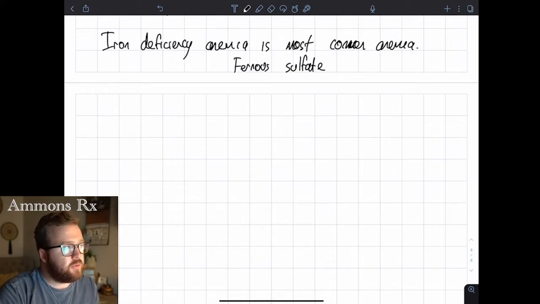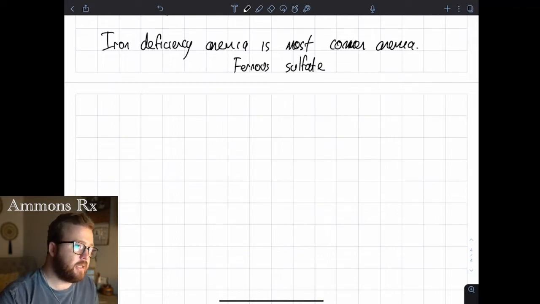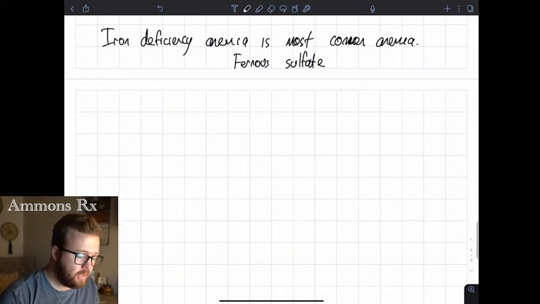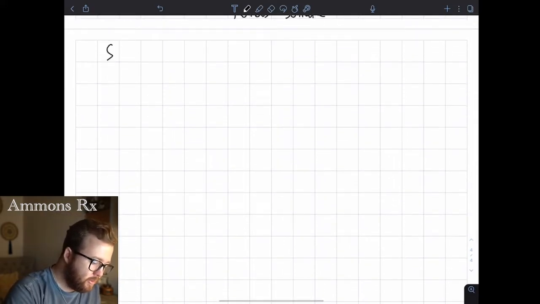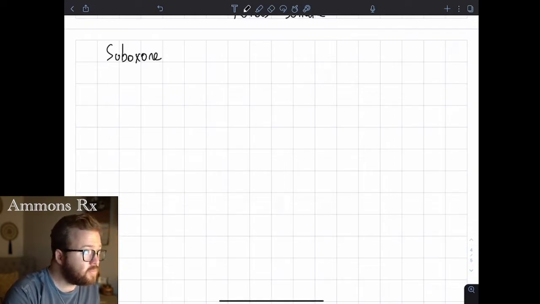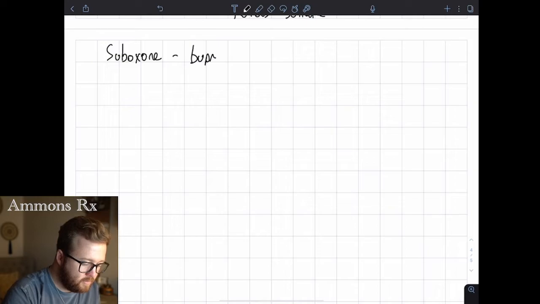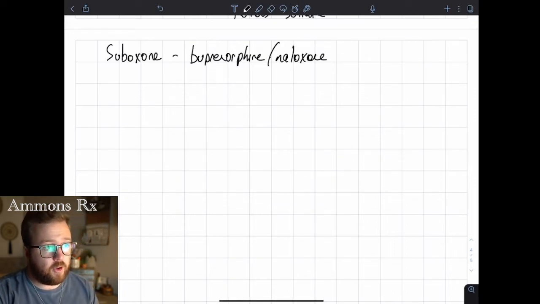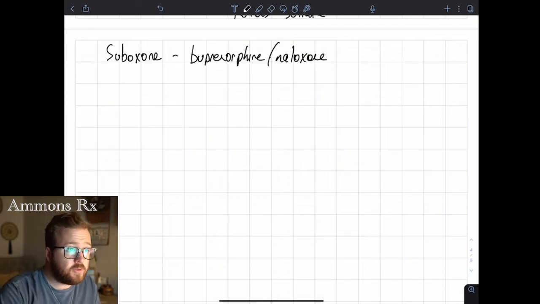Okay, so there is a drug that is used to treat opioid addiction, and it actually has an opioid in it, but it also has an antidote for it as well. I want you to remember the word Suboxone, and that is buprenorphine and naloxone. And that is for opioid addiction withdrawals.